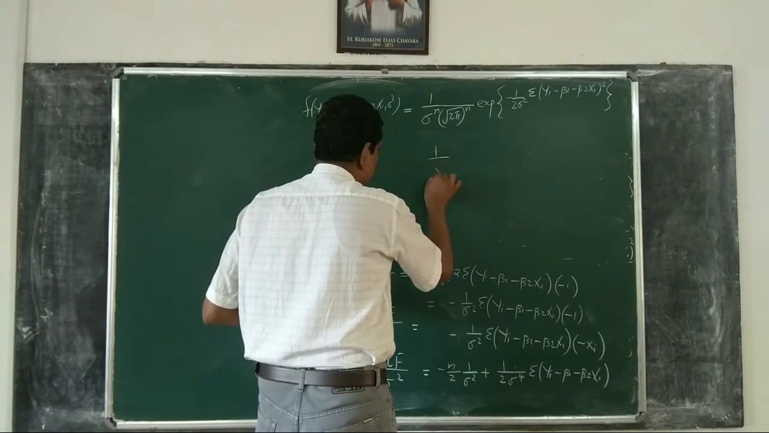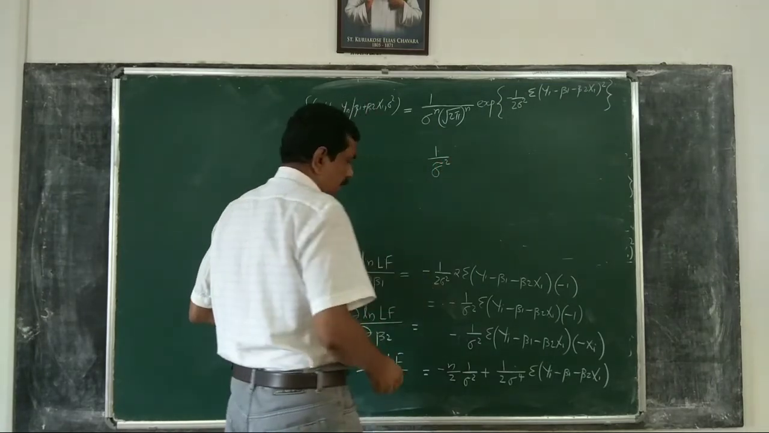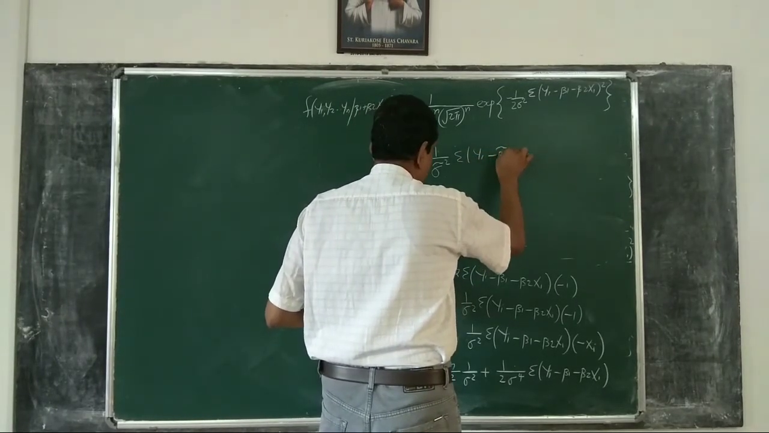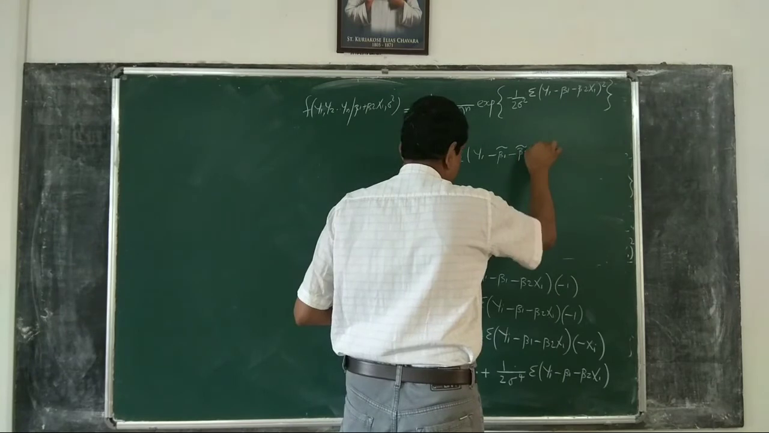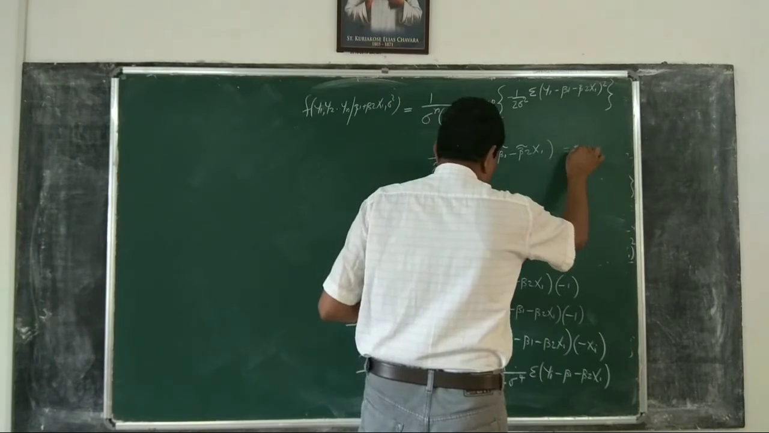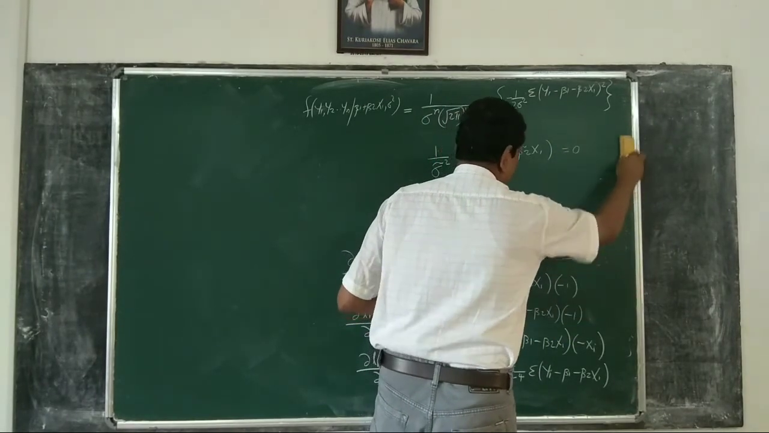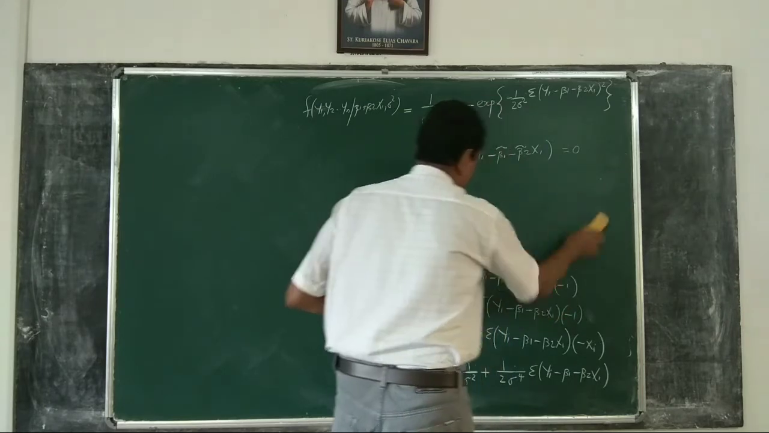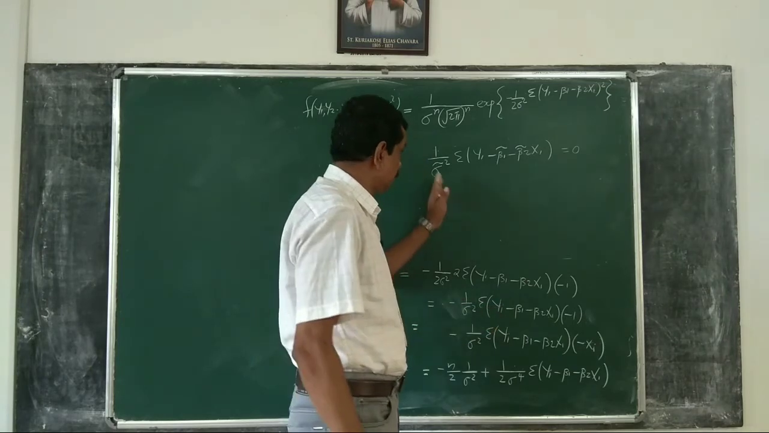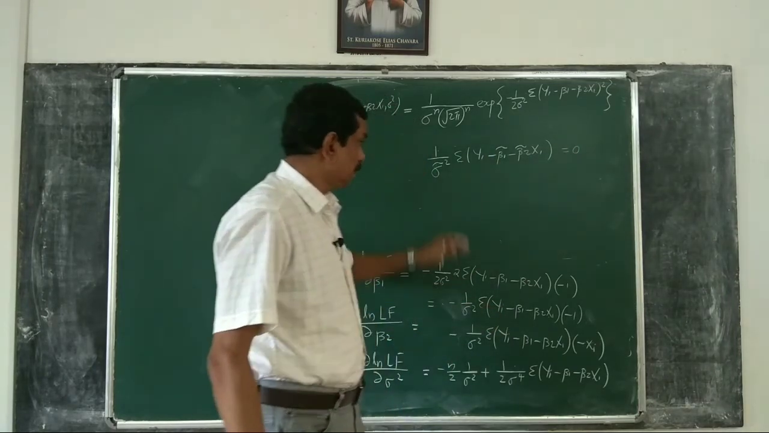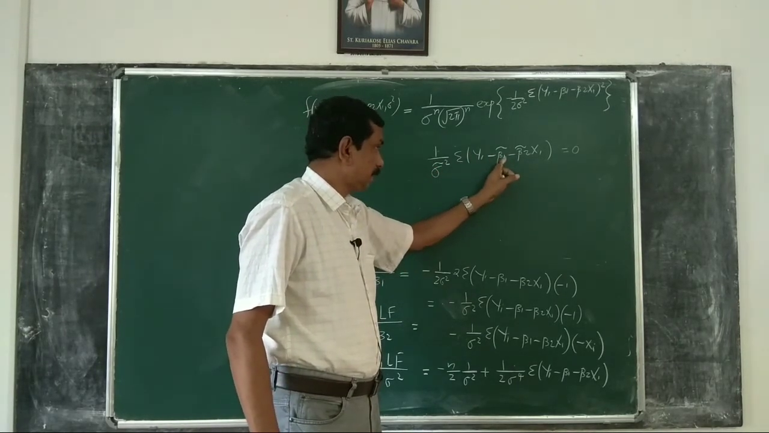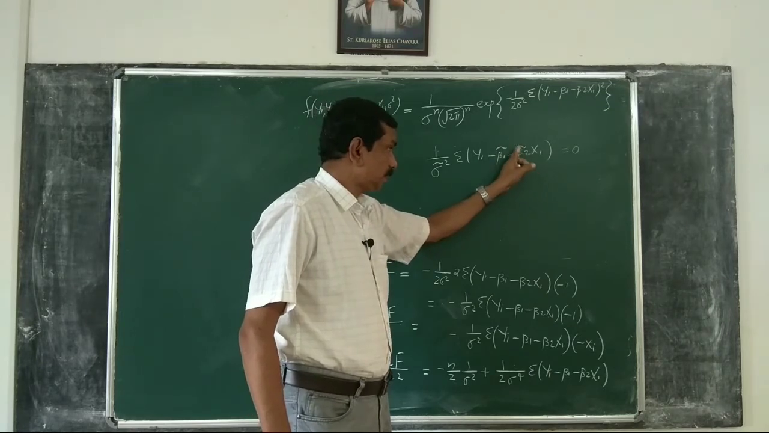1 by sigma tilde square into sigma yi minus beta tilde 1 minus beta tilde 2 xi equal to 0. Multiplying throughout with a minus, this becomes 1 by sigma square into... And equating it to 0 means we are assigning specific values to the unknowns: sigma tilde square, beta 1 tilde, beta 2 tilde.